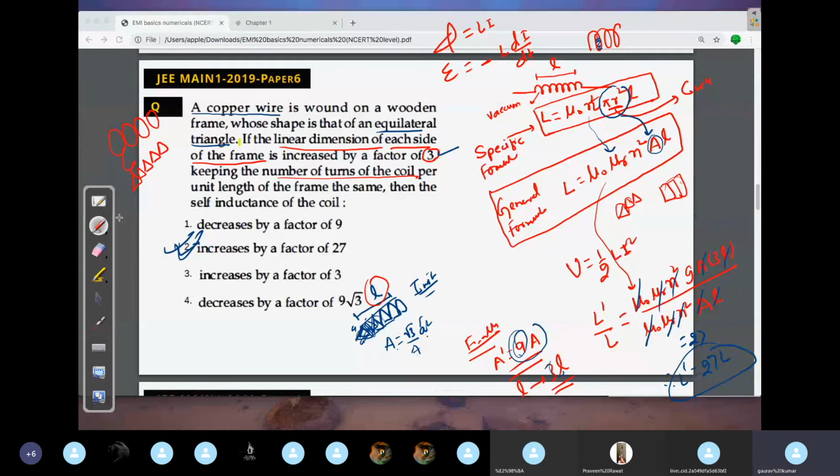They have given A in the beginning, so the area was root 3 by 4 A square. Now all the sides are increasing by a factor of 3, so each side will become 3A and the new area will become 9A. Initially the length was L, now it will become 3L. Write these values here: L becomes 3L, area becomes 9A. So 9 times 3 is 27, the factor by which L will increase. This is the answer for the question.